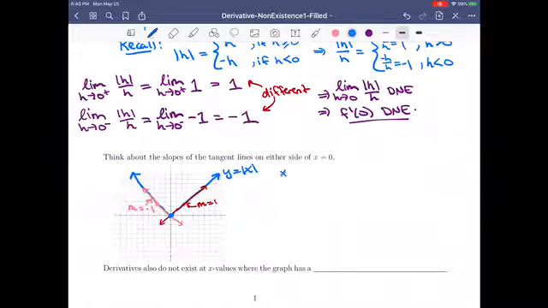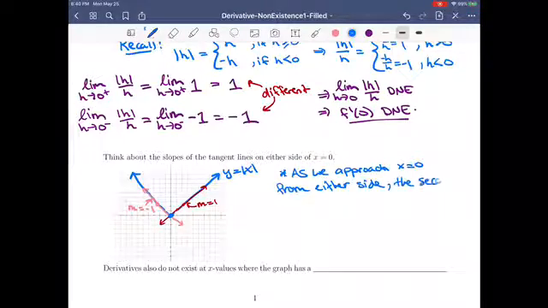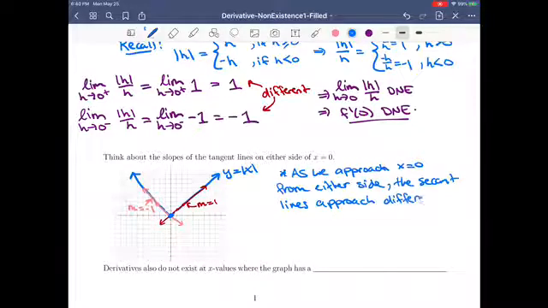So let me just write that. As we approach x equals 0 from either side, the secant lines approach different lines, with different slopes. So that's going to be another case where the limit doesn't exist.